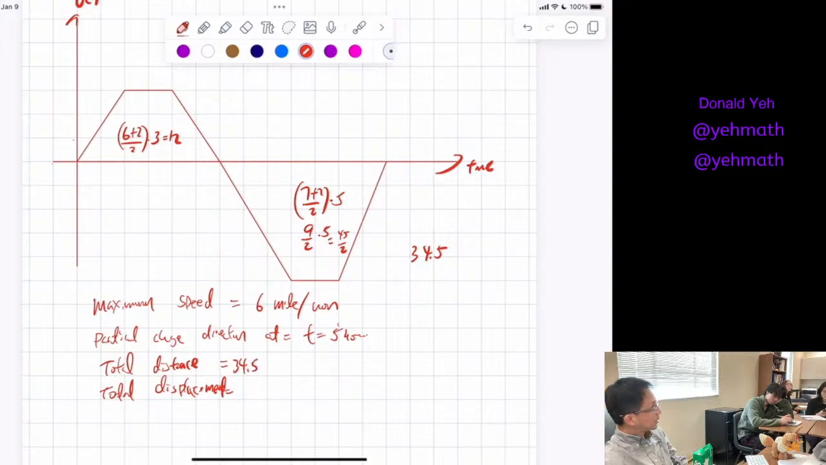What will be the total displacement? Let's put the phone down. Why are you guys using your phone?